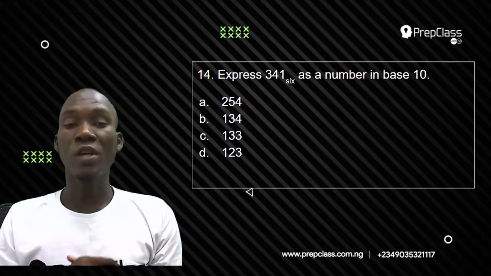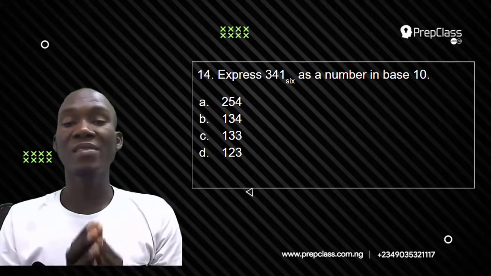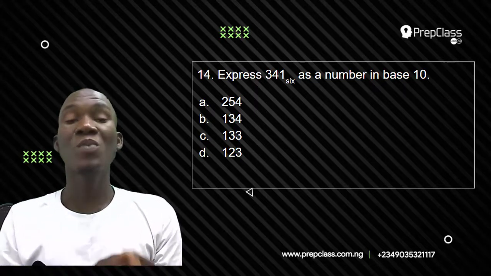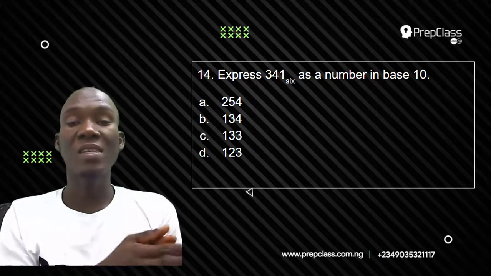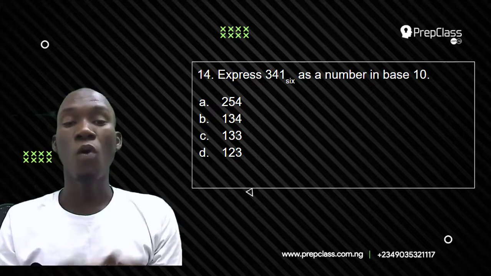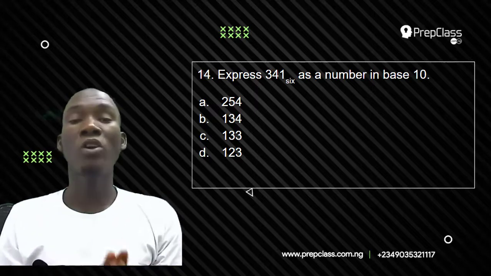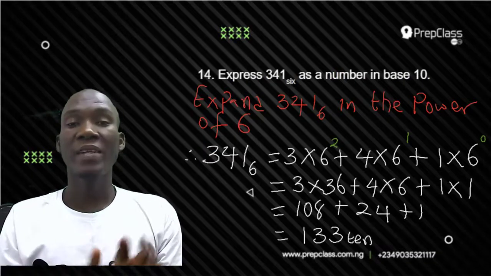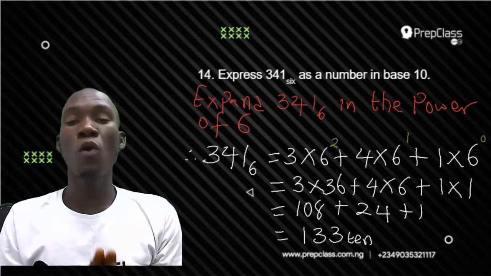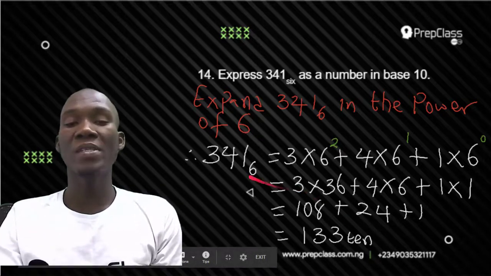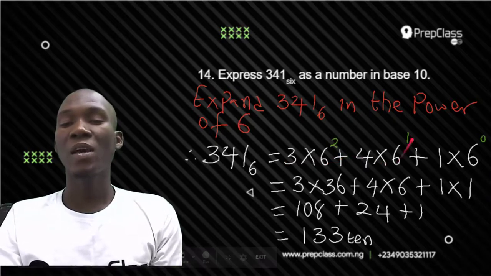So the next question, question number 14. Express 341 base 6 as a number in base 10. So it means you have to convert base 6 to base 10. We have the options: 254, 134, 133, 123. Now to do this, we have to expand 341 base 6 in powers of 6. That is, we have 341 base 6 equals 3 multiplied by 6 plus 4 multiplied by 6 plus 1 multiplied by 6.